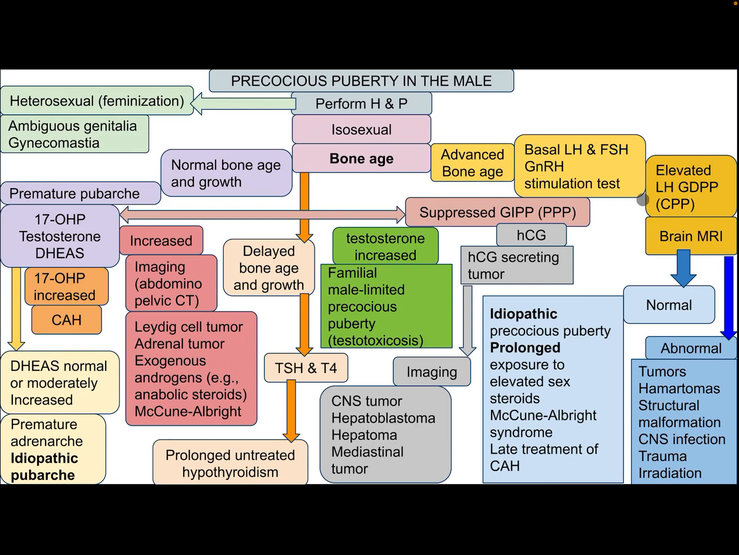If it is elevated LH, this is gonadotropin-dependent precocious puberty. This is central precocious puberty. Patient needs brain MRI. If it is abnormal MRI, differential diagnosis: tumor, hematomas, structural malformation, CNS infection, trauma, radiation. If it is normal brain MRI, differential diagnosis: idiopathic precocious puberty, prolonged exposure to elevated sex steroid, McCune-Albright syndrome, and late treatment of CAH.